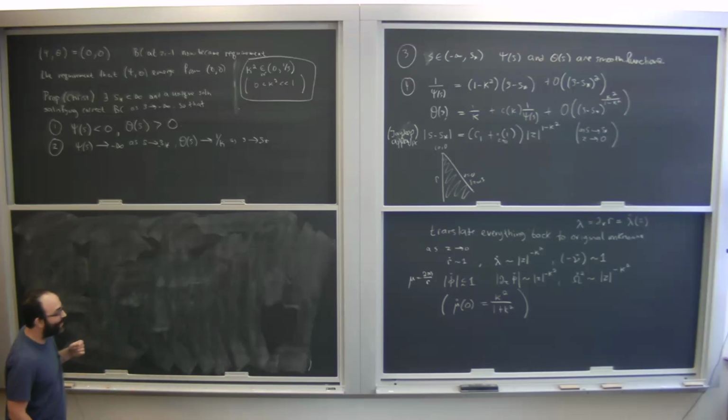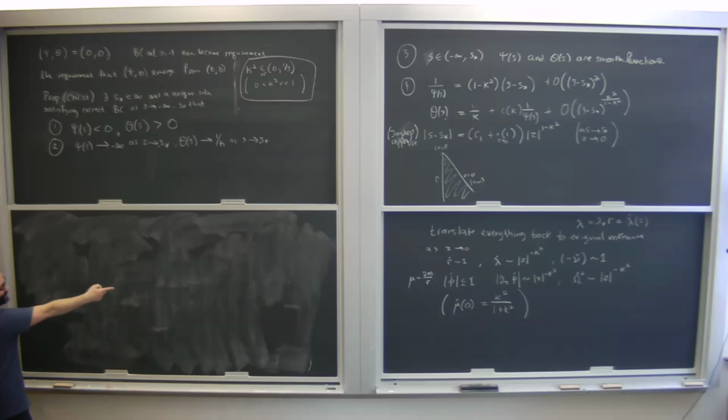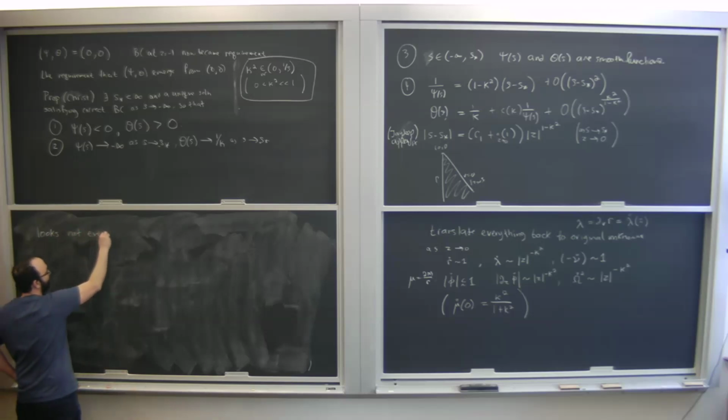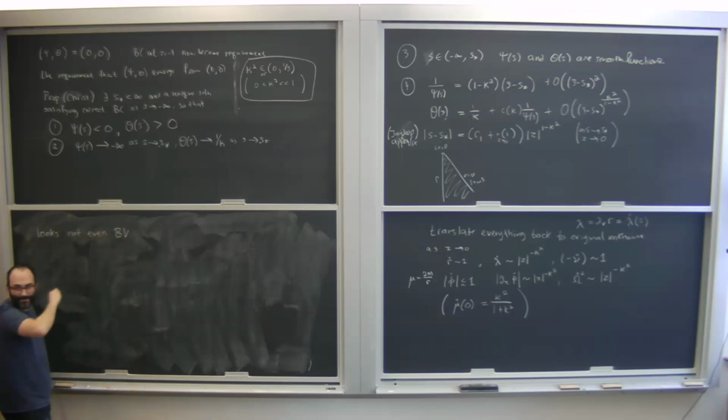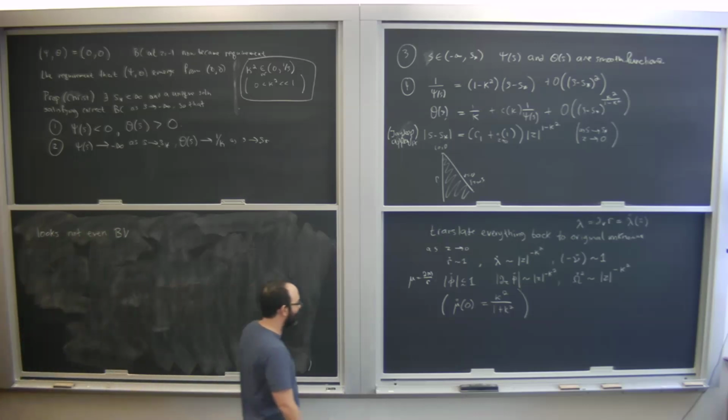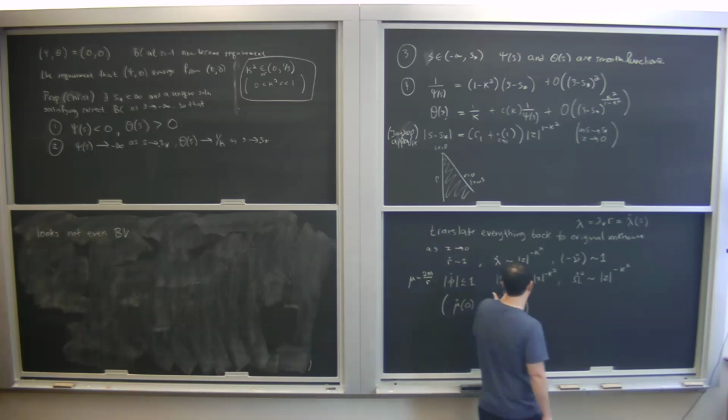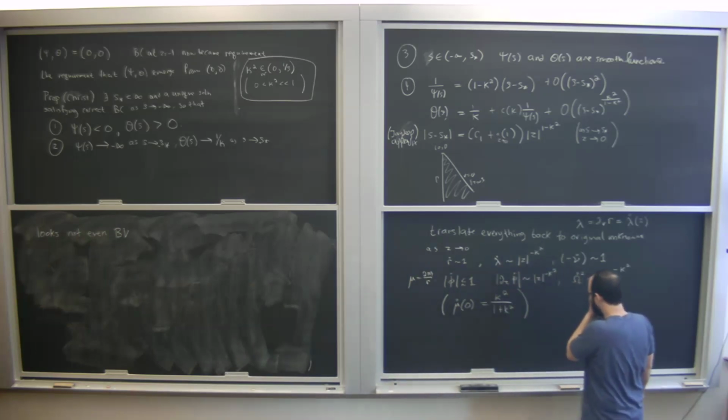All right, and okay, so what's the deal with this? The problem with this is, I mean, this data is just nasty, right? This looks like not even BV. All right, because, well, I mean, this, or maybe is it?